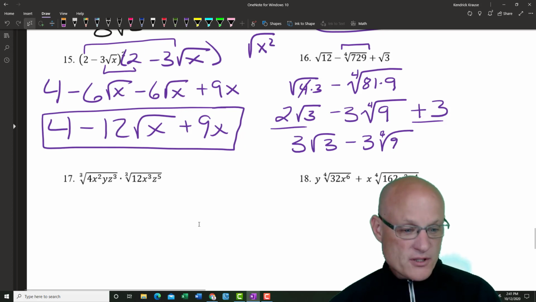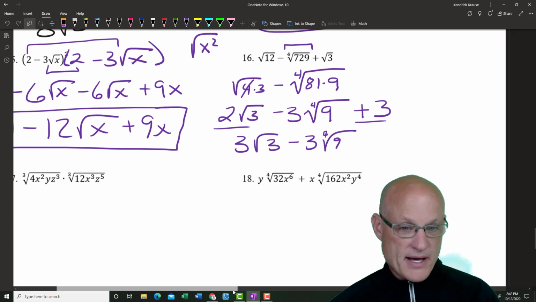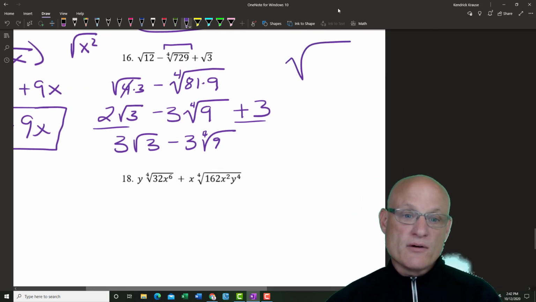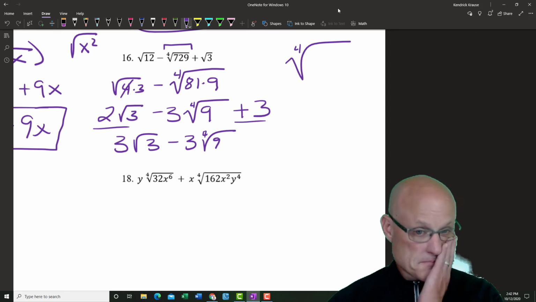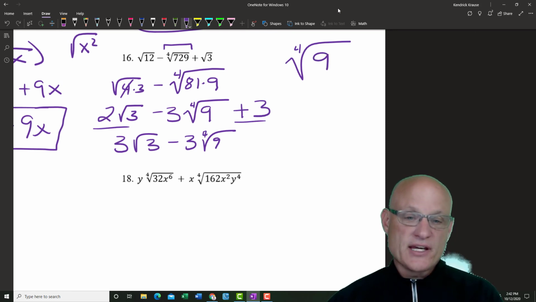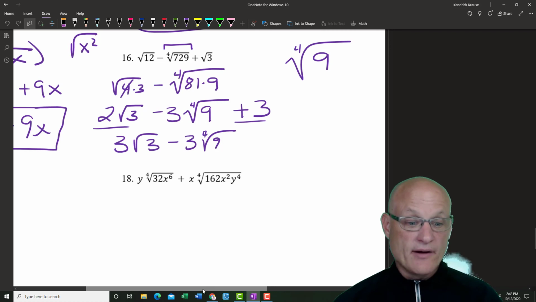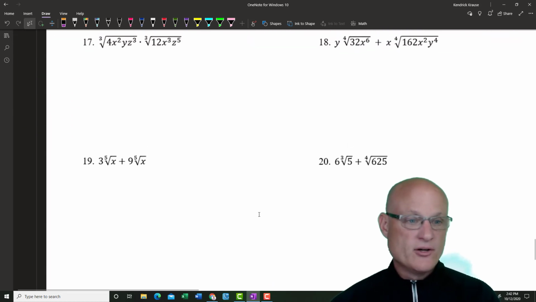Now, for anybody that's in some seriously upper level mathematics, you're going to find out that the fourth root of 9 is really the same as, I'm not going to bother with it. Let's just leave it. We're going to leave it just like that. You ain't ready for it. Don't worry about it. I shouldn't have put it on there. I don't even know why I did it. Don't bother.